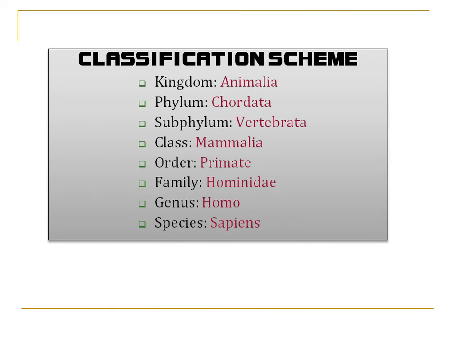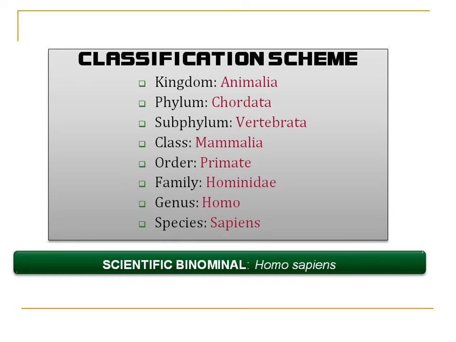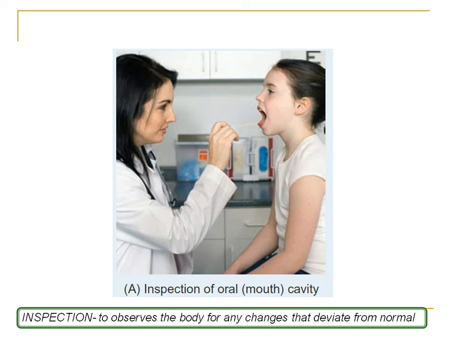So first of all, let's classify the human. How is it classified? The human being falls under the kingdom Animalia. It is classified under the phylum Chordata, under the subphylum Vertebrata. Mammalia is the class, and it is classified under the order Primate. The family is Hominidae. Genus is Homo, and species is Sapiens. So the binomial is Homo sapiens. That is the scientific name of the human being.